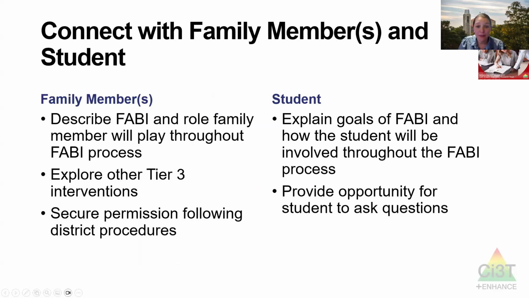Next, we want to connect with the family and then with the student. So when we connect with the student, we are going to follow our district procedures like we would for any Tier 3 intervention, where you're going to describe what FABI is and the role that the family would play. And then you might also explore other Tier 3 options. You might say, here's one option, and another option is an individualized de-escalation plan, or another option is something else that you have in your manual or your kind of arsenal of tools that you use.